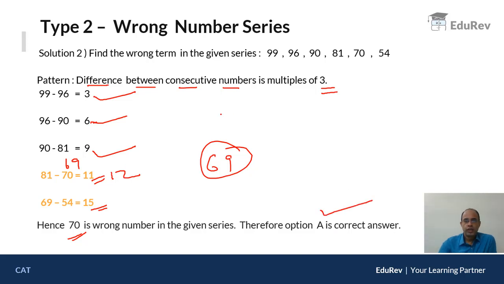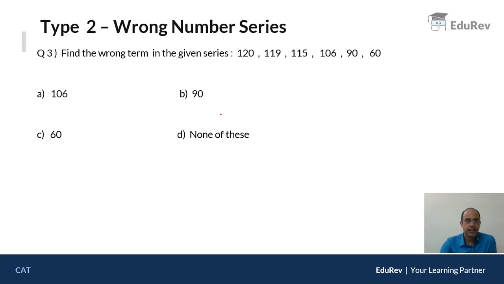Hope guys, now you are getting the pulse of the question. Fine. Now, let us look at one more question. 120, 119, 115, 106, 90, 60. These are a set of 6 numbers given to you. You need to find which is the odd one out or which is wrongly placed. Now, let us again find the difference. What is the difference here? 1. Difference here? 4. Difference here? 9. Difference here?